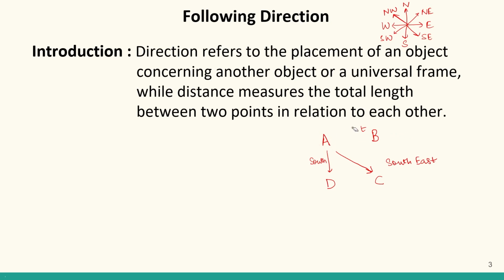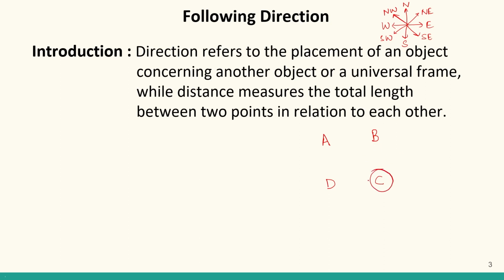Now let us change. Let us understand it from the point of view of B. From the point of view of B, A is to the west of B. Similarly, C is to the south of B. Therefore, D is to the southwest of B. This was with respect to B. Understood? Now let us do the same thing with respect to C.